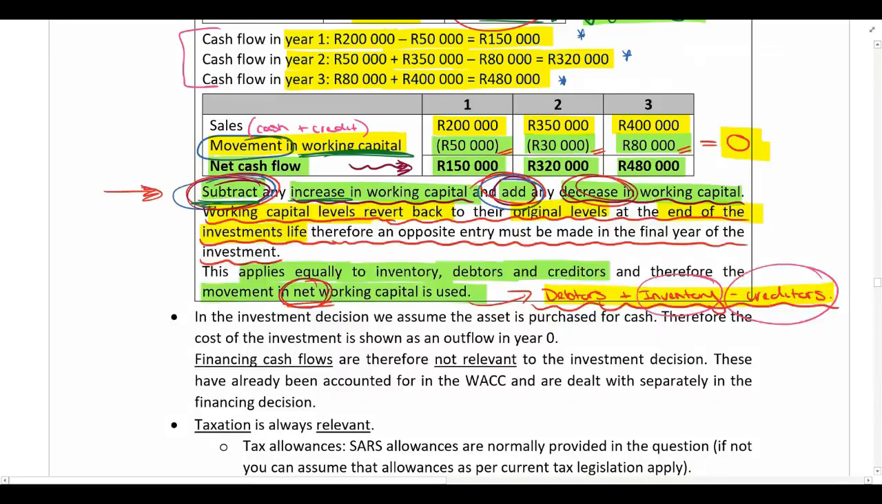And by taking the movements in net working capital into account, we make sure that we are left with all cash flows. We are not including any credit purchases or any credit sales. We are left with just our cash flows. So please make sure you understand the logic behind that.